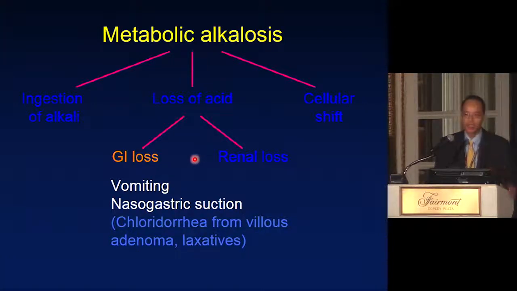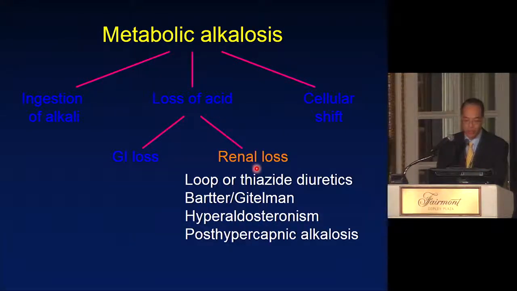So obviously gastric secretions are very rich in acid, so vomiting or nasogastric suction commonly cause metabolic alkalosis. GI loss of chloride itself can also cause a metabolic alkalosis. I put this in small print, not something that will come up in the boards, I'm pretty sure. And then on this side, we have renal loss of acid.